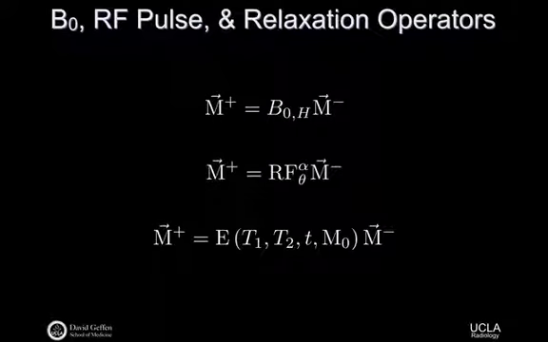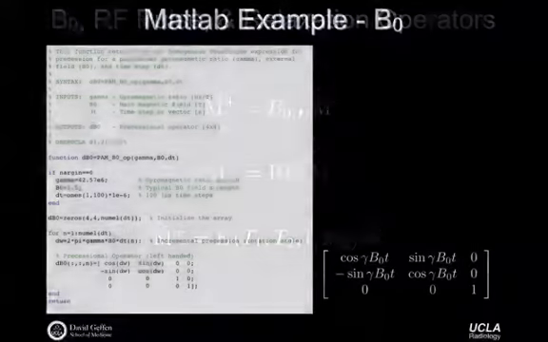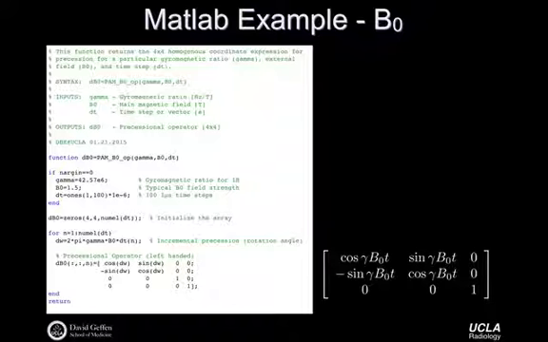Okay, so at this point, we have some introduction, and I'll show you what this looks like in MATLAB right after this. But the idea is we have some operators, right? We have a B0 operator, if we want to talk about free precession in the laboratory frame, we have one RF operator, and we have a relaxation operator. And they all act on the magnetization immediately before the operator itself to give us a new state of the bulk magnetization. And so now we can write this up. And maybe it sounds kind of intimidating, but it ends up being not all that bad.